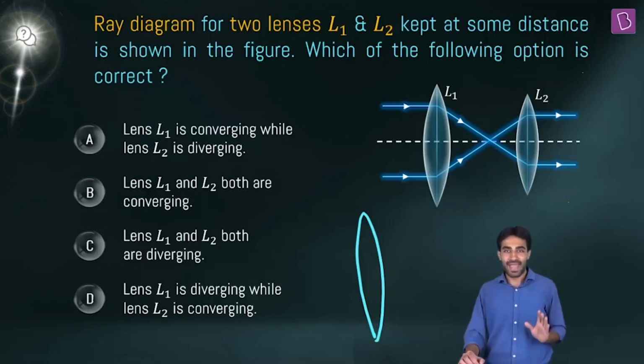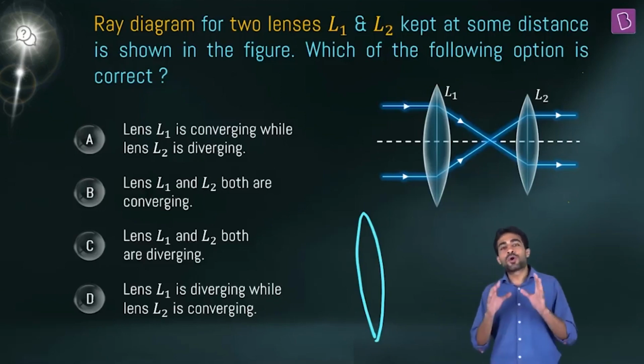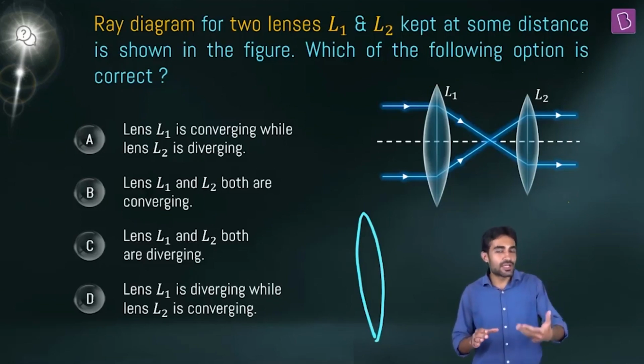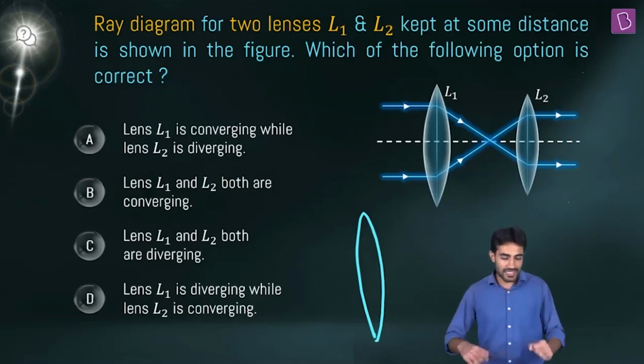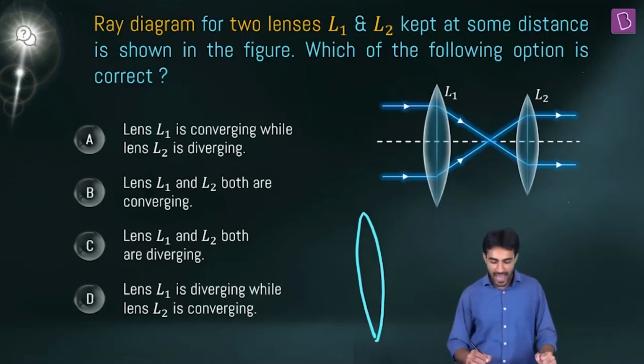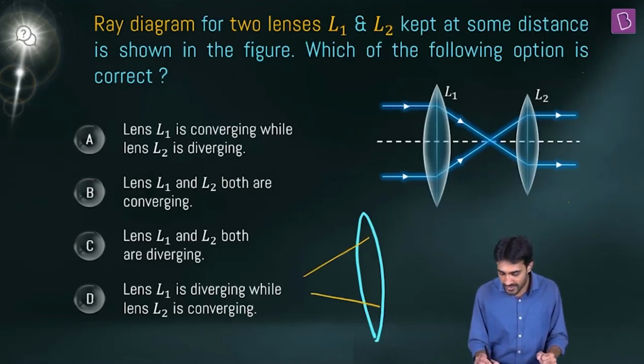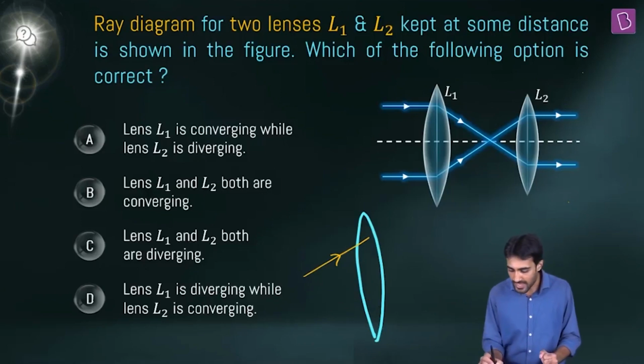Okay? Now, if we don't go by the shape, how can we then tell whether the lens is behaving as a converging lens or diverging lens? So I will show you an example. Let's say we have these two incident light rays. Now you can see they were initially diverging. Can you see that? Yes, they were diverging.